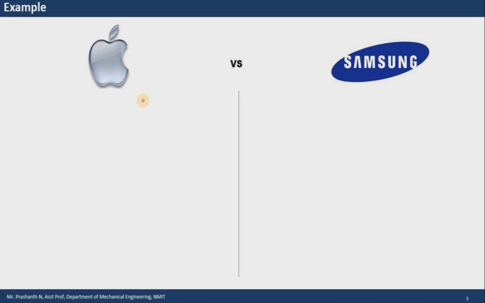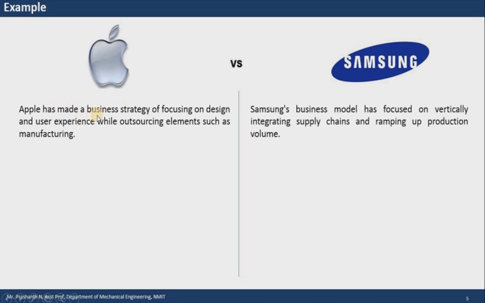Now, if you look at Apple, it basically has a business strategy of focusing on design and user experience while outsourcing elements such as manufacturing, right? So the main focus of Apple is the design of their products and the overall user experience, while the manufacturing is usually outsourced to a different place. Maybe they have a lot of manufacturing factories set up or outsourced in China, for example, right? Whereas Samsung doesn't follow the same business strategy. The strategy of Samsung is entirely different.